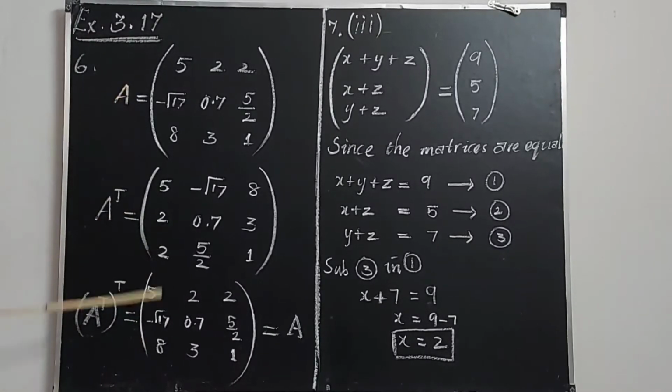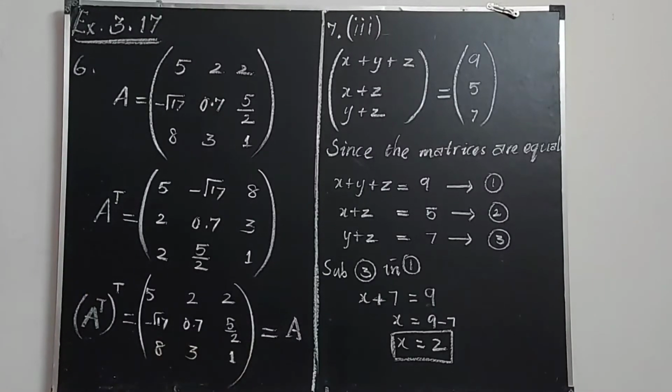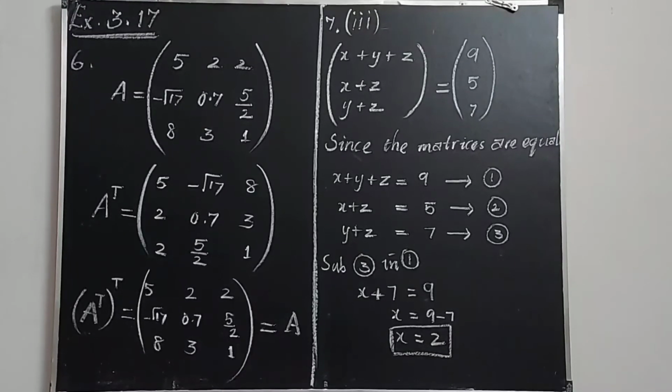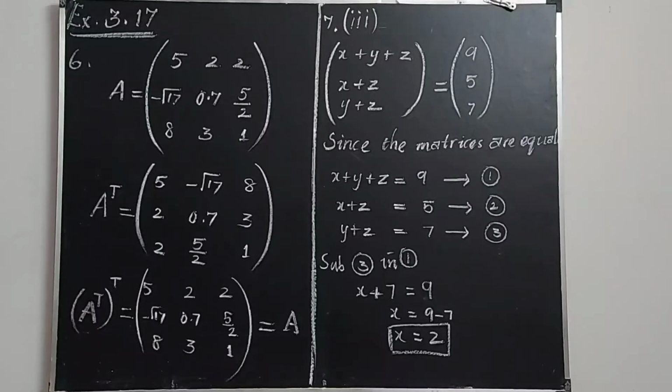Which is equal to A. So transpose of A is equal to A. And look at seventh sum, third subdivision. Subdivision 1 and 2, hope that you have done as homework. Third subdivision, equality of matrices.